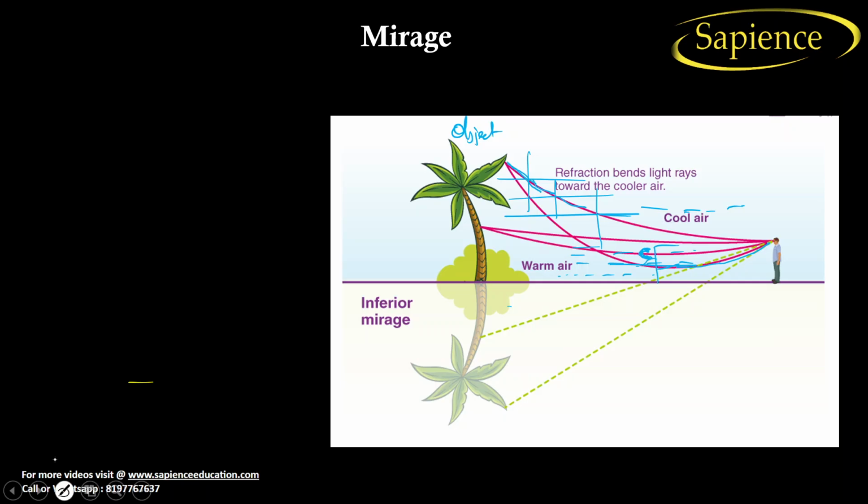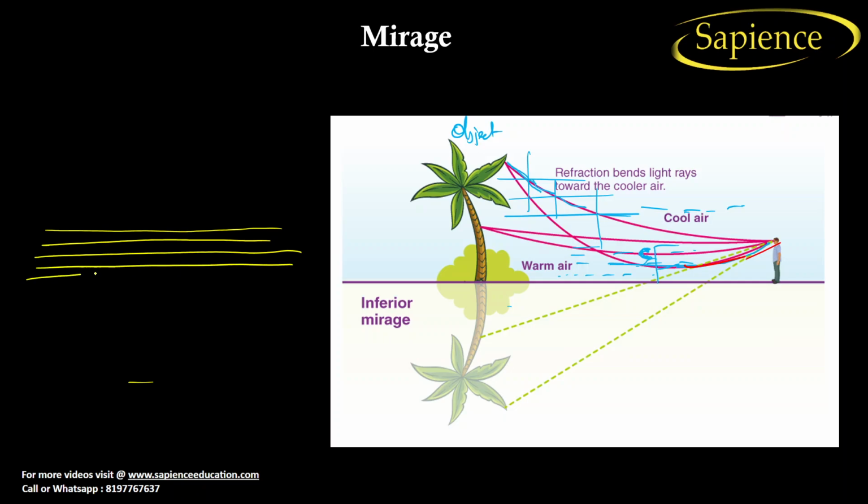There will be a total internal reflection happen. See here, there will be a total internal reflection. Just try to understand from this figure also that there are lots of layers of air. Okay, layers of air, right? So these are the layers of air.